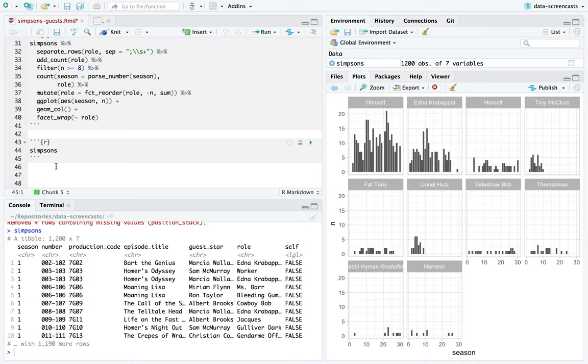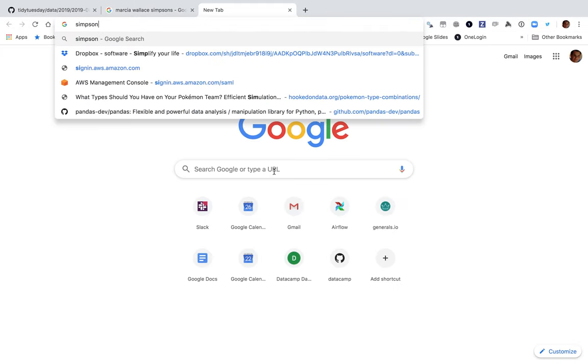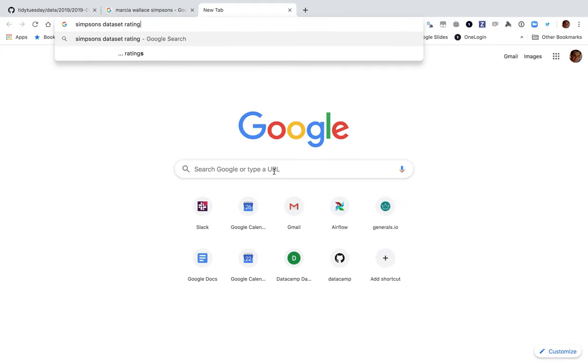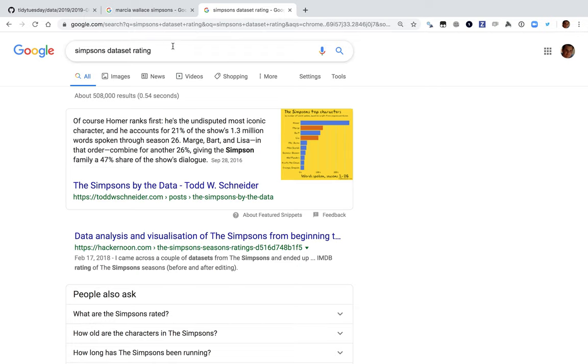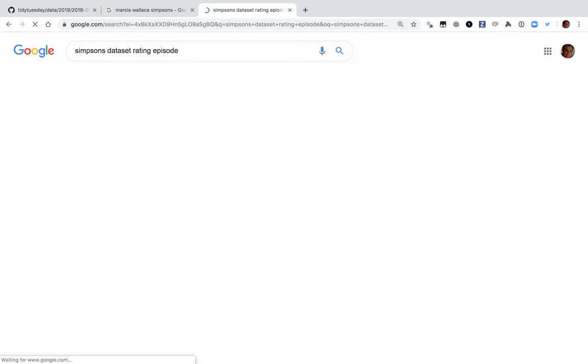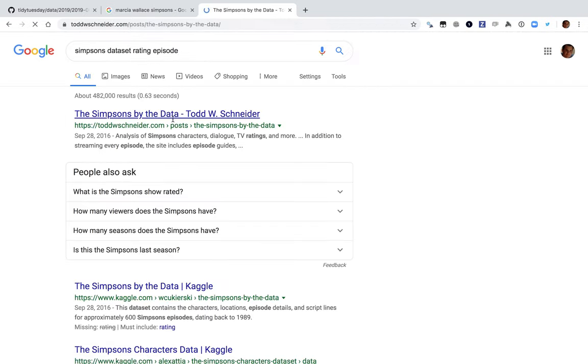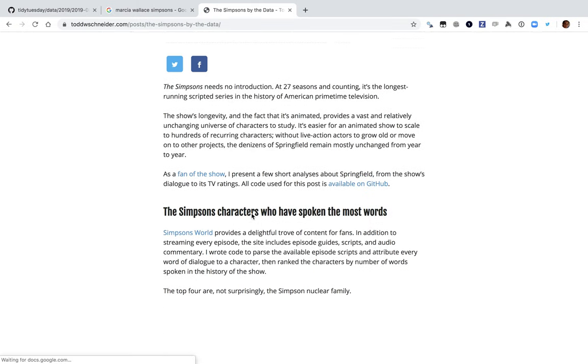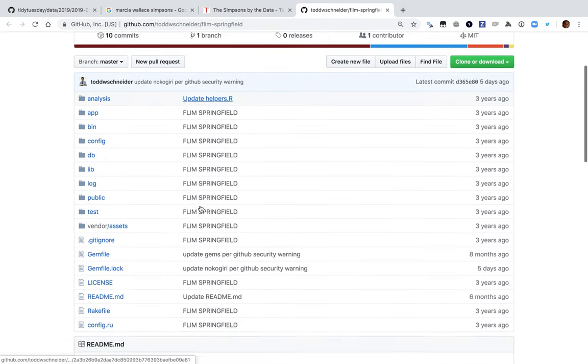Something I'm curious about is comparing to things like episode ratings. It's going to be confounded by effects over time, but let's look at something. Simpsons data set, episode ratings. I think I've seen this post before. It seems really cool. All code used on GitHub. I wonder if the data is on GitHub.